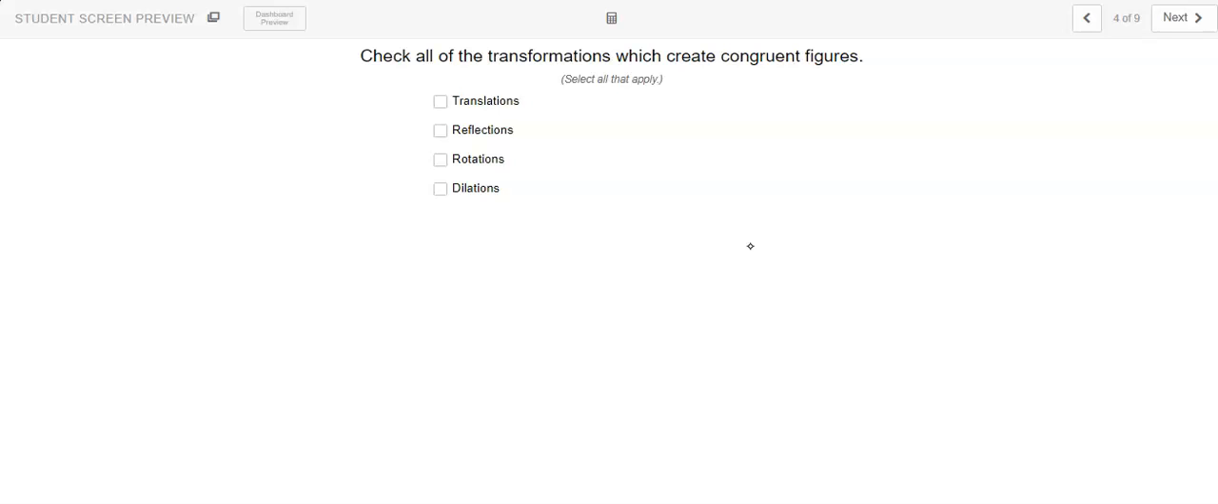Alright, I want to know all the ones that create congruent figures, which means the same size and shape. Now remember, the only one that changes the size is a dilation. So it's the only one that does not create congruent figures. It creates similar figures because they are alike but not identical, because they are the same shape but not the same size.